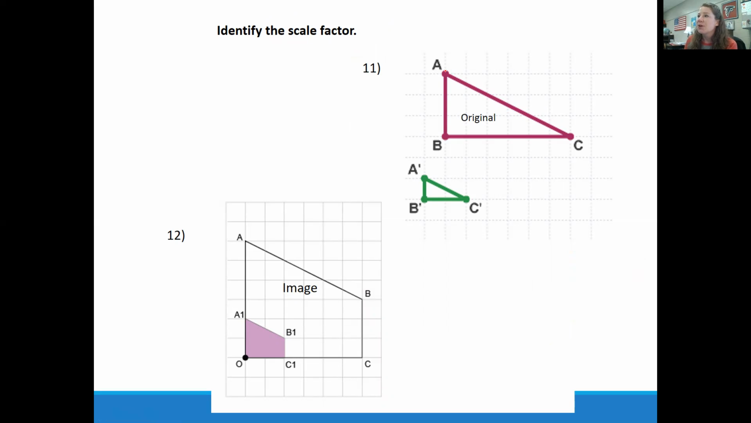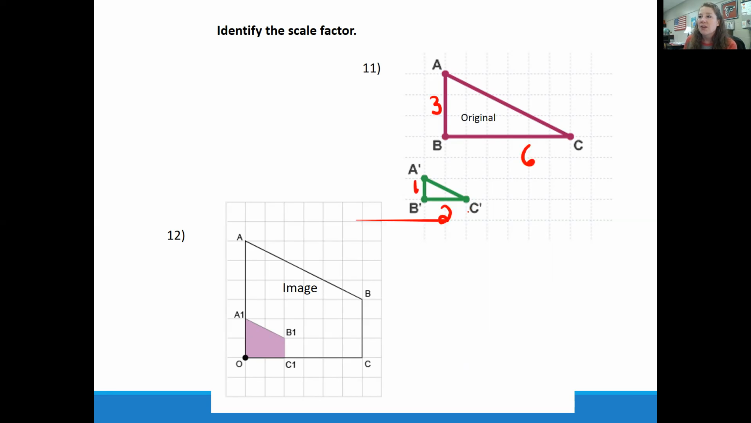So here we have triangle ABC. This is the original, and remember we can tell because it doesn't have the little prime marks. So the image is smaller than the original. So we can get this by thinking, okay, well this side length is 1, 2, 3 units long, and this one's 1. Or we could look at the bottom. This one is 1, 2, 3, 4, 5, 6 units long, and this is 2.